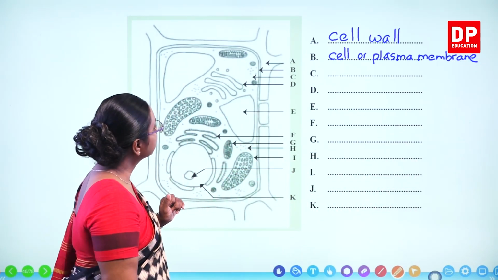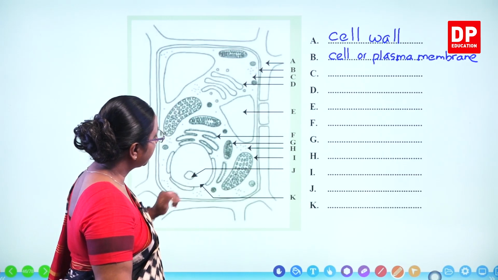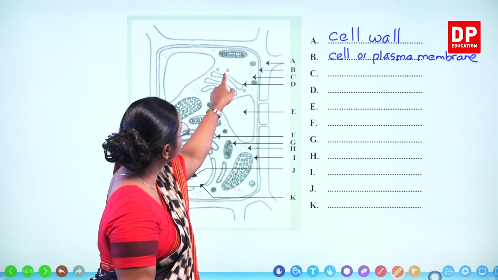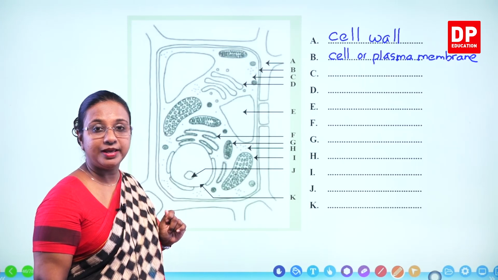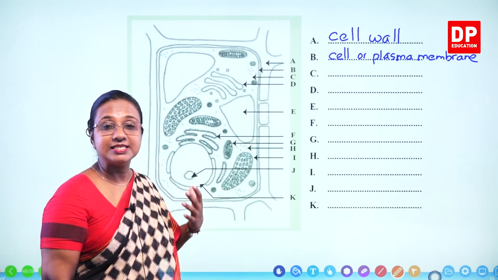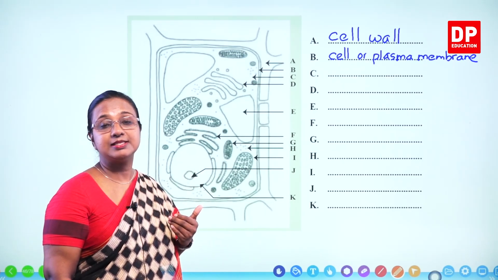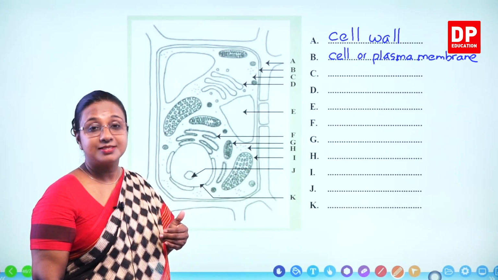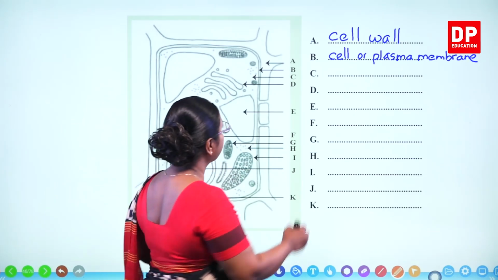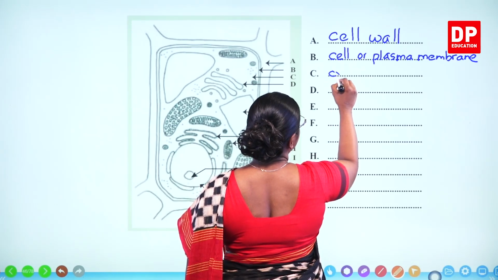Then we have structure C. That actually points to the space in between. You all know in a cell, all the organelles are present in the cytoplasm. So, C has to be the cytoplasm.